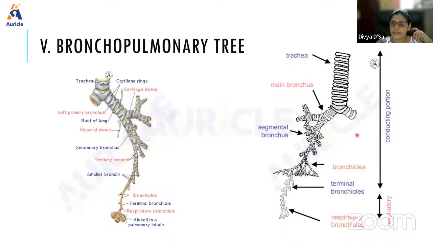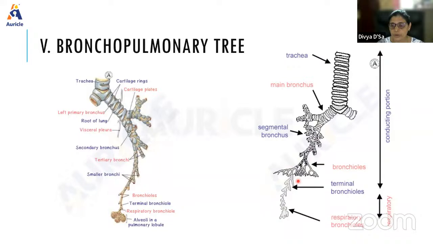So which is the conducting part here? So from the trachea up to the terminal bronchial level, it is known as the conducting part. Okay, so trachea, the main bronchus, segmental bronchus. Okay, then the bronchioles up to terminal bronchiole becomes the conducting part. Means here there is no respiration taking place, means there is no exchange of gases there, but only air is traveling there. Okay, it forms a passage for the air.